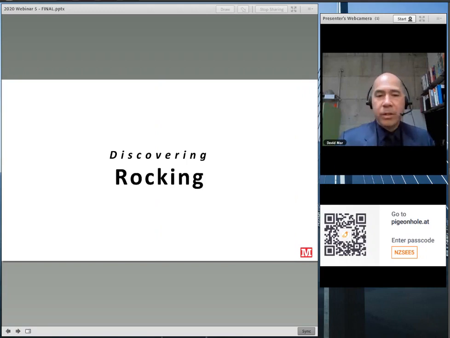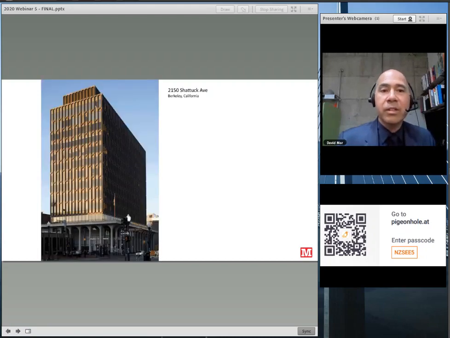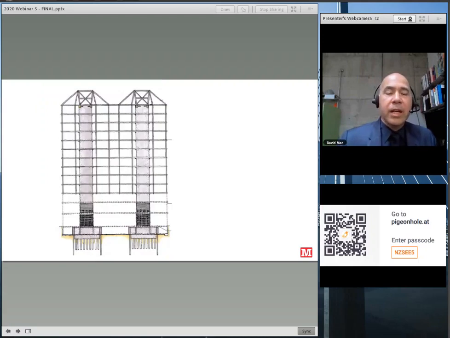Now the next element is my discovery of rocking. And I guess rocking has been around since buildings have been around. But for me, it was a discovery in a retrofit building in Berkeley, California. And this building is unusual, and there are two reinforced concrete cores. And at the top of the cores are these mega frames that support all the steel floors. And so there are no columns in this building.